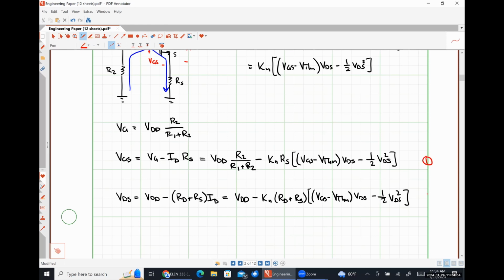So here's equation 1, here's equation 2. So now we have a 2-equation, 2 unknown system that we can solve for VGS and VDS. And once we know both VGS and VDS, we can plug them in up here to solve for our drain current, and we've determined our DC operating point. So that's what things look like without channel length modulation. So this is the easy thing.